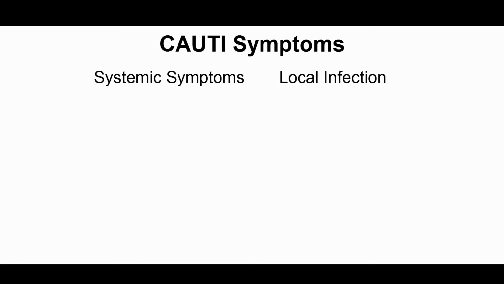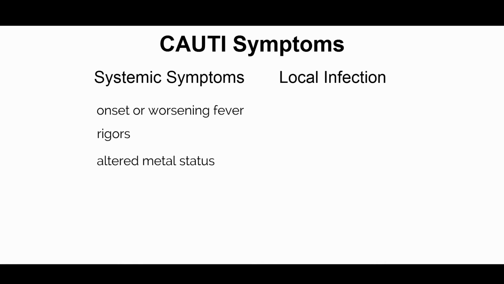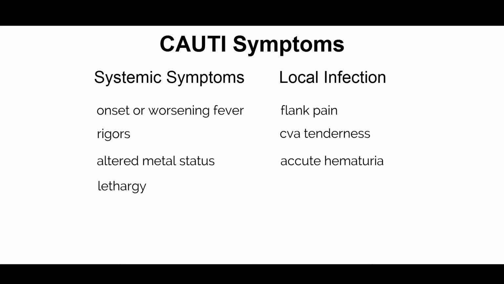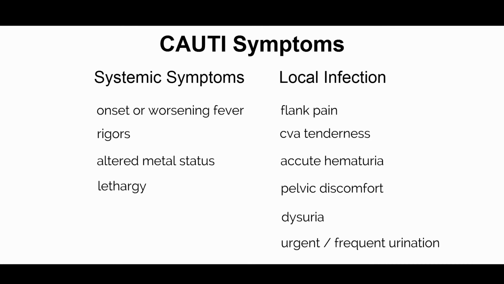1, systemic symptoms, such as new onset or worsening fever, rigors, altered mental status, malaise, or lethargy with no other identifiable source. And 2, evidence of local infection of the urinary tract, including flank pain, CVA tenderness, acute hematuria, pelvic discomfort, dysuria, and in those whose catheter has been discontinued, urgent or frequent urination, dysuria, or suprapubic pain.